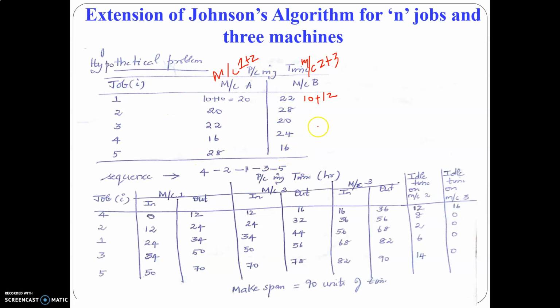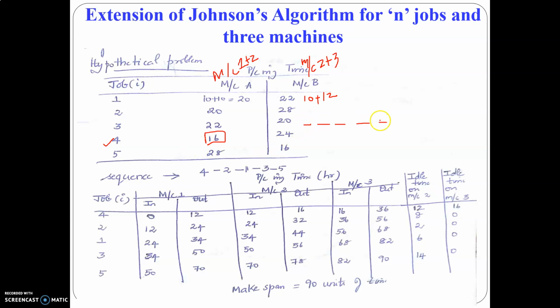In the same way we are going to find out the sequence. Let us do the steps. There are 5 jobs, so draw 5 straight lines: 1, 2, 3, 4, 5. Find out the minimum processing time. The minimum processing time is 60. That's a tie, you can break it randomly. So I'm going to choose job 4.